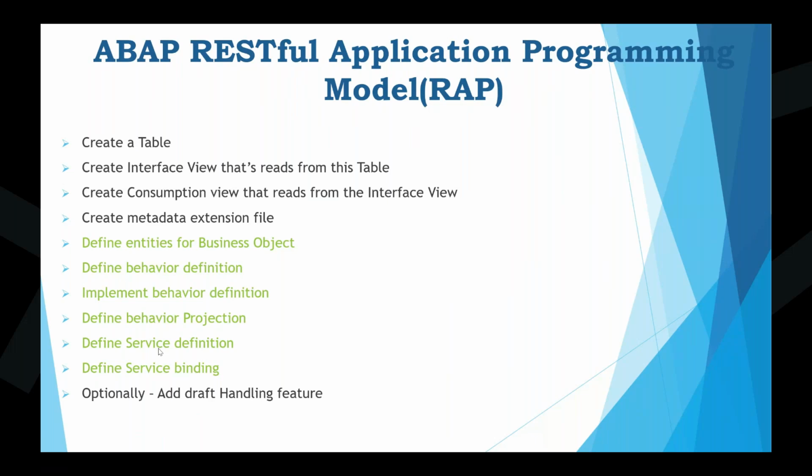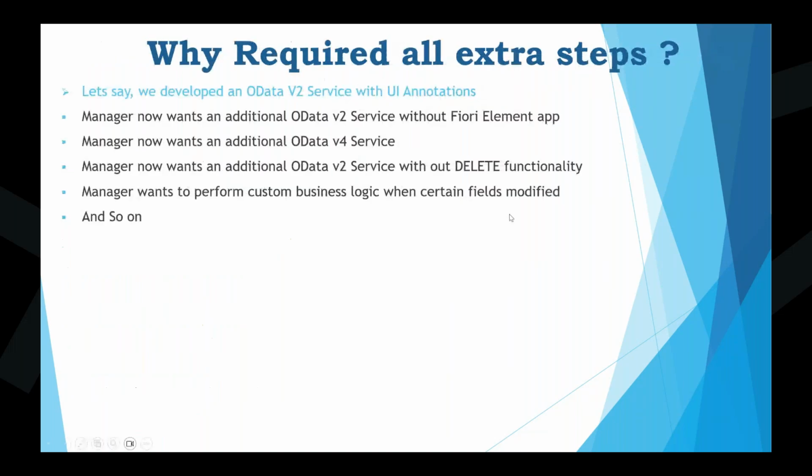Then what will you do? You will not start from the beginning and develop. You will just create a new service binding based on the service definition, done. That is V6. So this is the advantage. Say the manager now wants an additional OData V4 service, or an additional OData V2 service without a particular tab. Again, you don't develop from scratch as in the old approach. You just take the service definition and create a new service binding with the API. That's all, done.